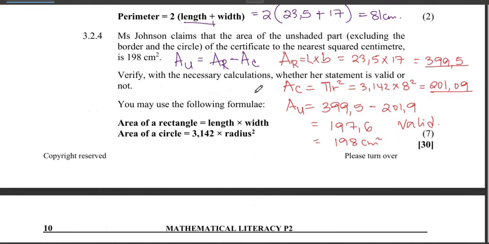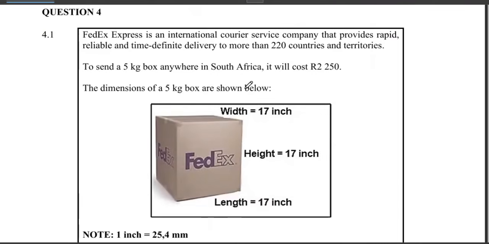All right, that marks the end of question number 3. Let's look at question number 4. Question number 4 talks of FedEx Express, an international courier service company that provides rapid, reliable, and time-defined delivery to more than 220 countries and territories. To send a 5 kg box anywhere in South Africa, it will cost 2,250. The dimensions of the 5 kg box are shown below.